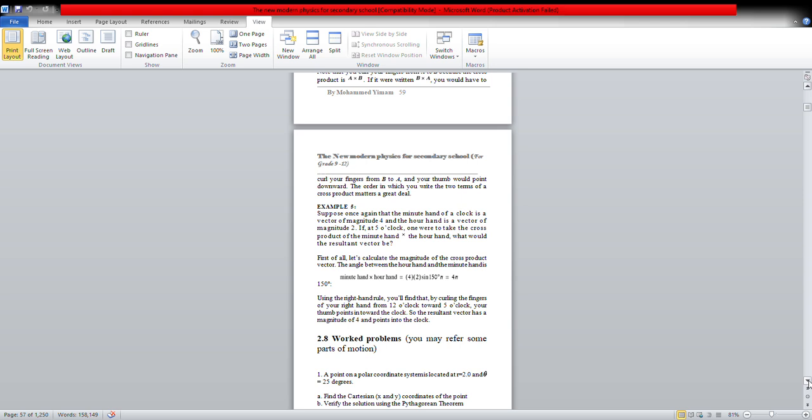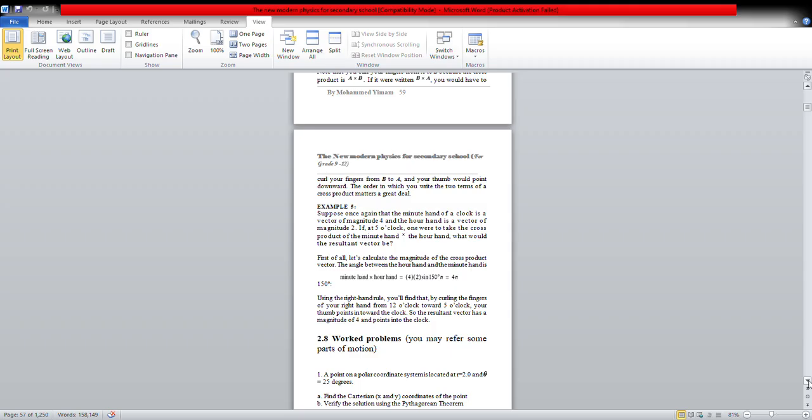Example: suppose once again that the minute hand of a clock is a vector of magnitude 4, and the hour hand is a vector of magnitude 2. If at 5 o'clock one were to take the cross product of the minute hand and the hour hand, what would the result vector be? First of all, let's calculate the magnitude of the cross product vector.